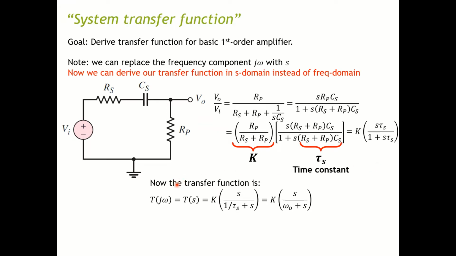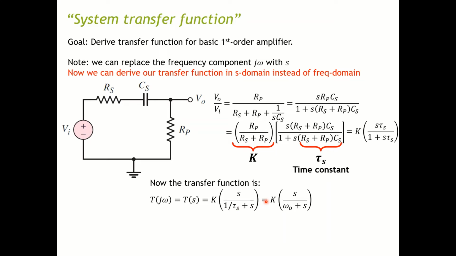So now we can write our transfer function as T in terms of j omega, or in other words T in terms of S, equal to K multiplied by S over 1 over tau plus S. That whole thing can be written as S over omega naught plus S. Some of you may ask, what is omega naught? Omega naught is equal to 1 over tau s.